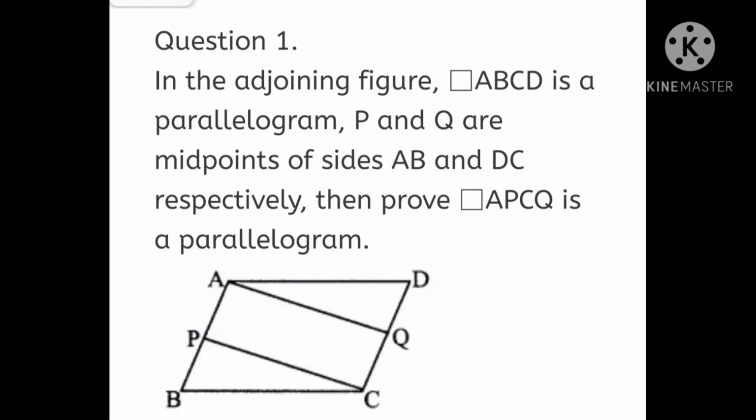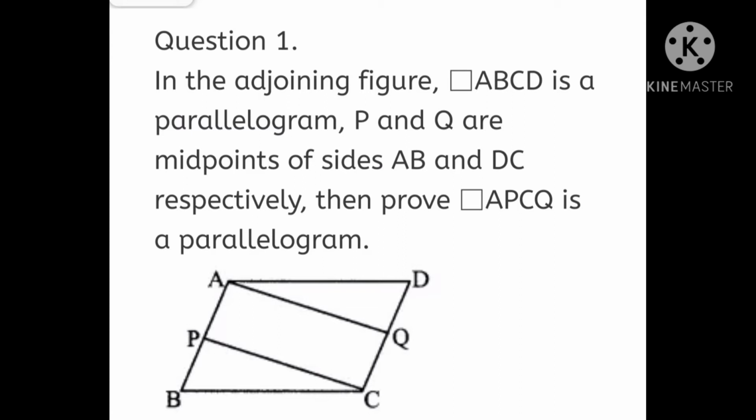That means you have to prove that the quadrilateral formed by joining the midpoints of the two sides, that means APCQ, is a parallelogram. Okay. Now observe the figure. Quadrilateral ABCD is a parallelogram, and you know the property of parallelogram, opposite sides are parallel. So therefore side AB is parallel to side CD. If side AB is parallel to side CD, then AP is also parallel to CQ, because points P and Q lie on the same parallel lines.